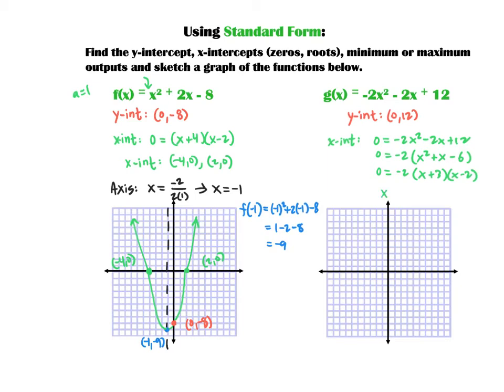That tells me my x-intercepts are (0, -3) and (0, 2).